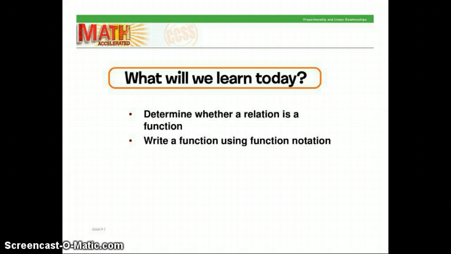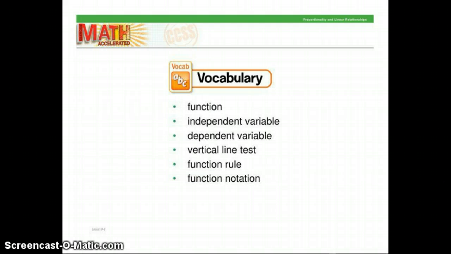But our I can statements today, or what we'll learn today, is I can determine whether a relation is a function, and I can write a function using function notation. Okay? So, let's go over some vocabulary. A function, in a very simplistic way, is a rule that we use to describe a relationship.